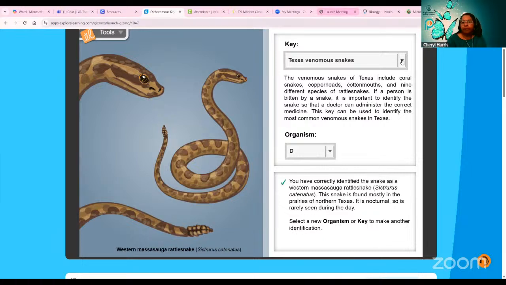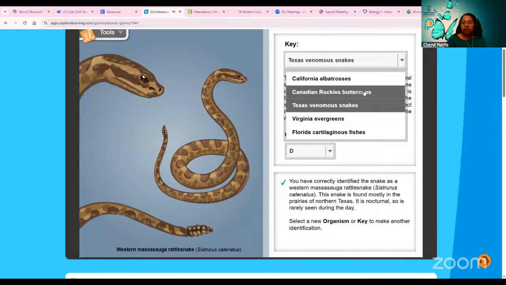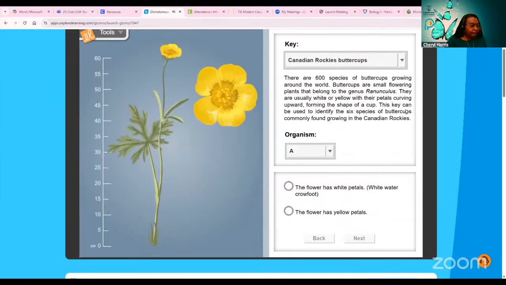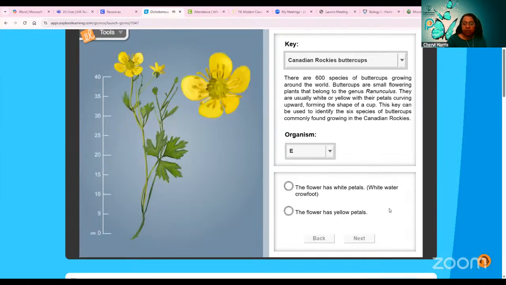Okay, let's look at the buttercup one since you asked about that. For the E. Okay, the flower has white petals. It does not. It has yellow petals. The stem is greater than, so you want to go from the bottom to the flower at the top. So it is longer than 20 centimeters.